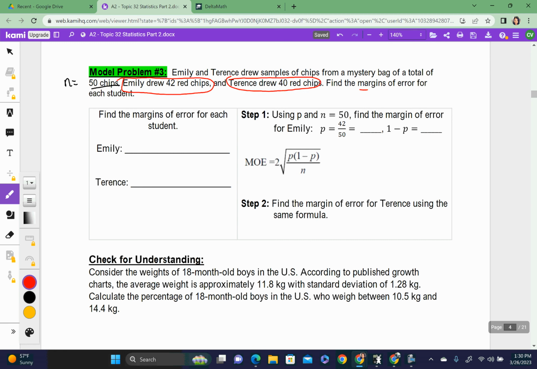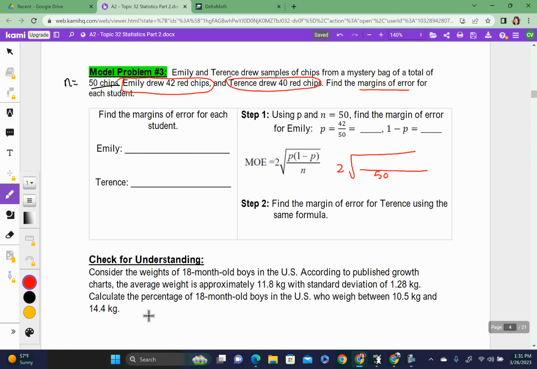It says find the margins of error for each student. So to find Emily's margin of error, we're going to plug it into this formula right here. Before we could do that, we know what N is. N is 50, so we're going to put the 50 here. Can't forget that there's a 2 in front. And then we have to find out what numbers go right here on the top.